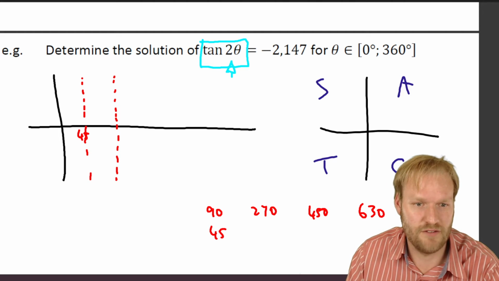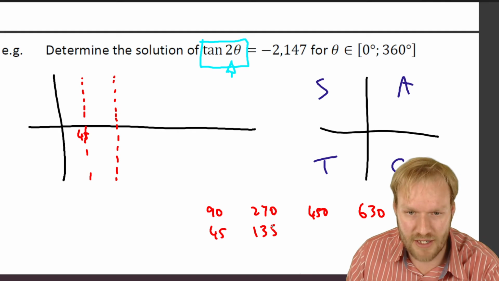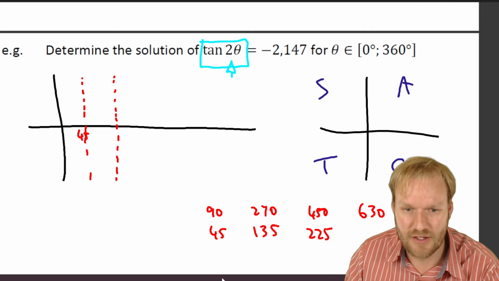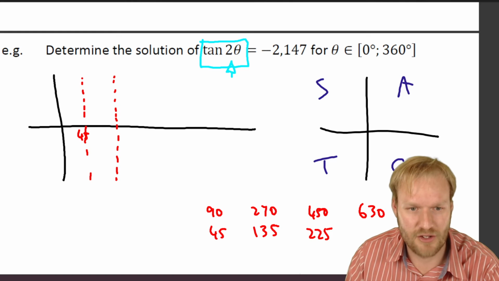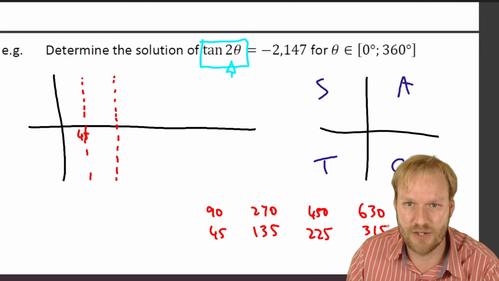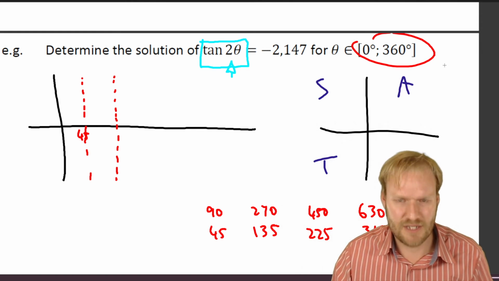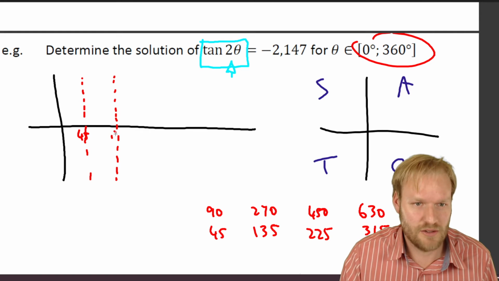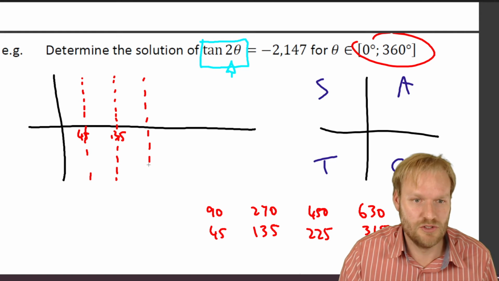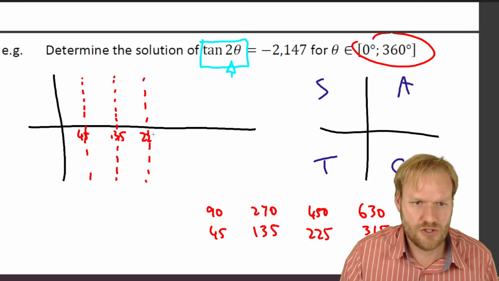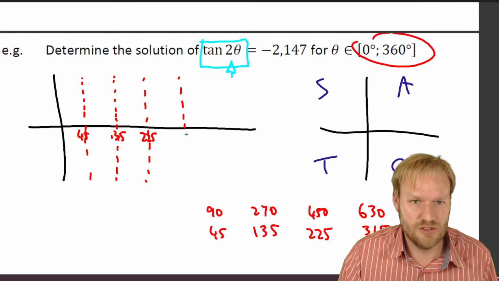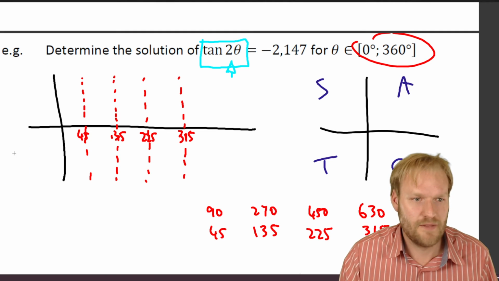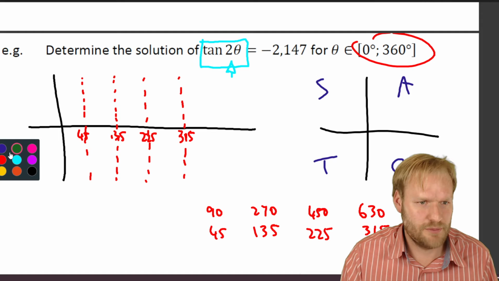So now this is 45, everything's kind of halved because that's another 90 there. So if we start at 45 and we add 90 each time, we're going to get to 135, 225, and then 315, and then we're out of our domain. So we've got 135, 225, and 315. And otherwise our graph shape is going to be the same.